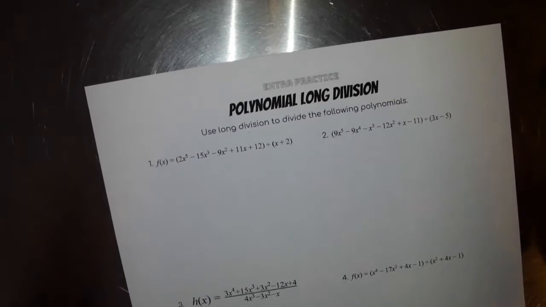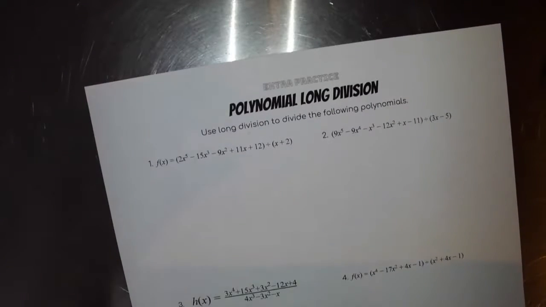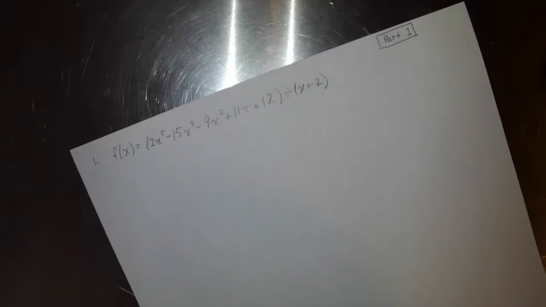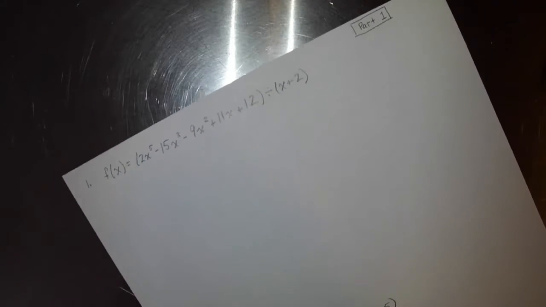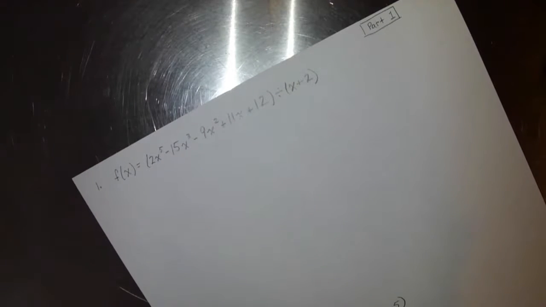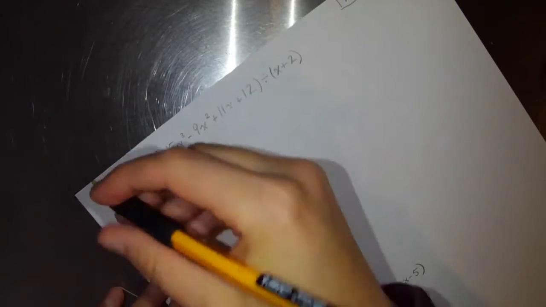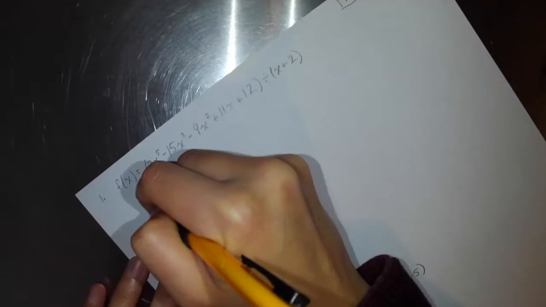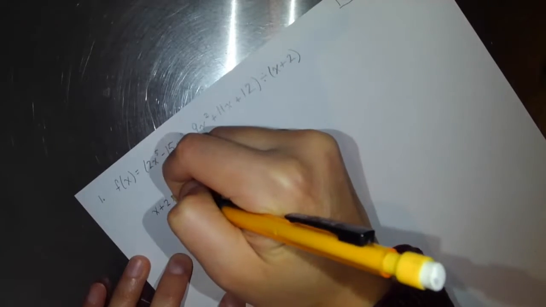This video will go over numbers 1 and 2 for the polynomial long division. So looking at number 1, I rewrote it on a separate sheet of paper so I had enough space to write it big enough to show you. So we have this polynomial divided by this polynomial. To set this up, I would write this on the outside and then our division sign.